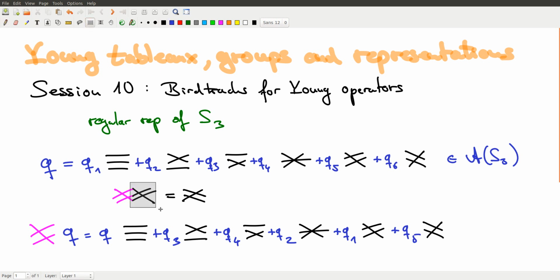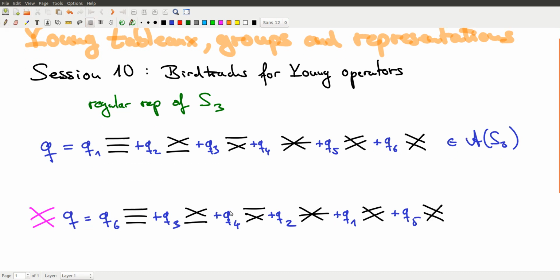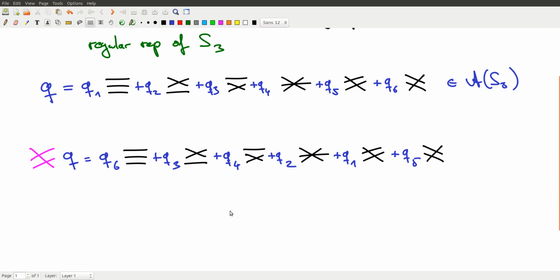And finally, we know what has to happen. Let's write down the Q6. It's this one, and that's just the identity. So the Q6 goes here. And now we can read off the representation matrix. Let's call the representation R, the regular representation.